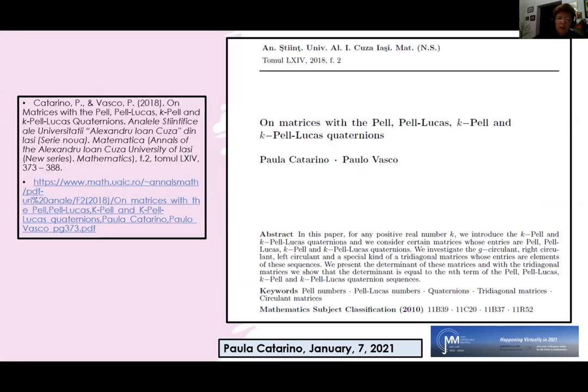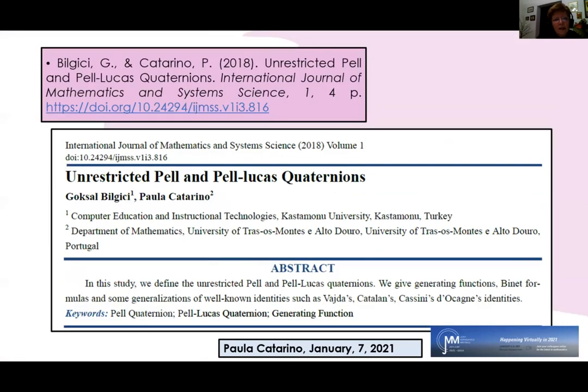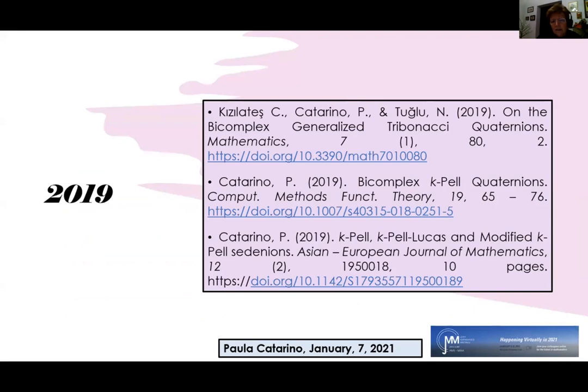And the second paper, on matrices, is about the other sequence of quaternions that I mentioned before, along with the work with the Turkish colleague about the unrestricted Pell and Pell-Lucas quaternions. In 2019, I have three papers about the bicomplex generalized Fibonacci quaternions with another Turkish colleague, and also a sequence of bicomplex kappa-Pell quaternions and kappa-Pell, kappa-Pell-Lucas, and modified kappa-Pell sedenions in these journals.